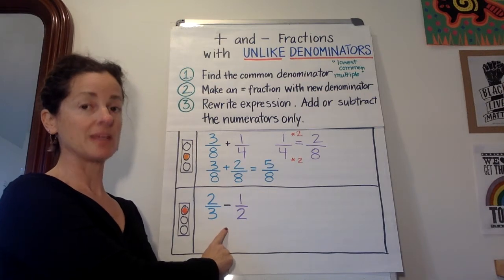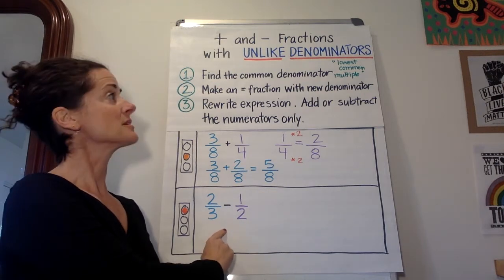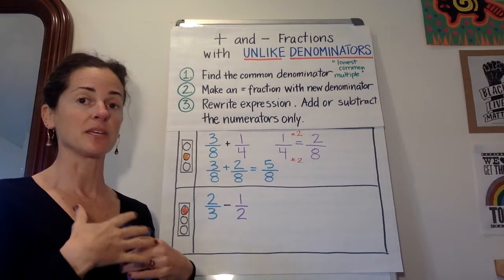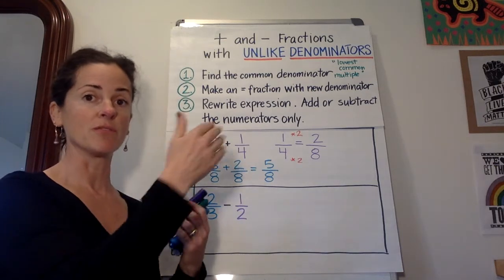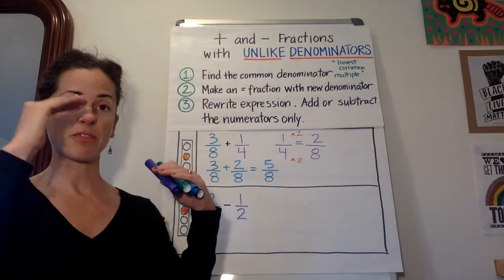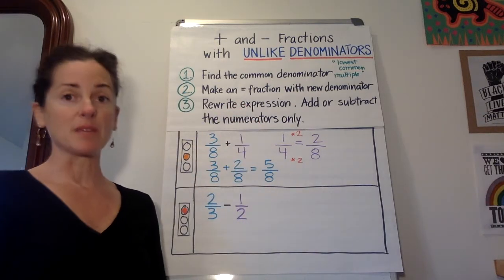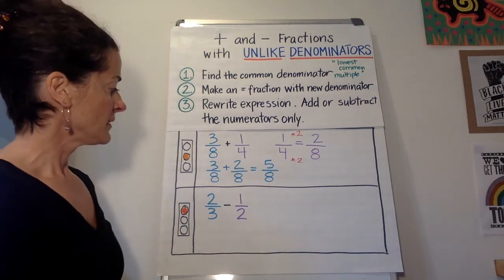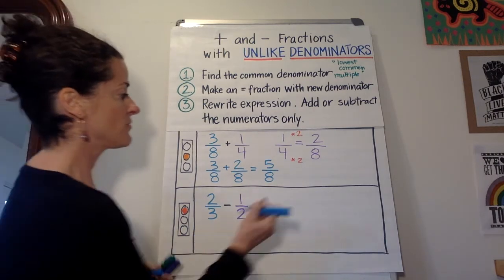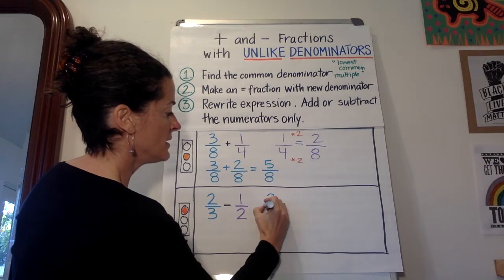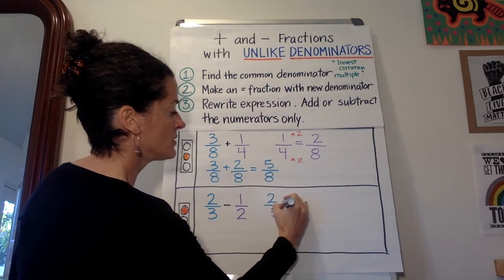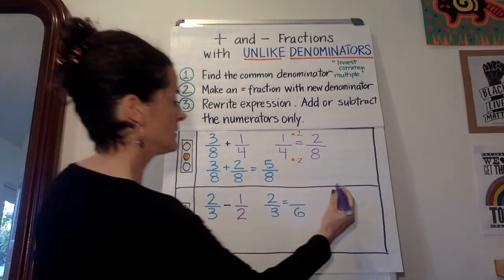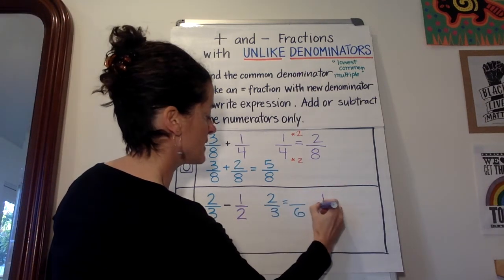2 times 3 is 6. And 6 is the lowest common multiple of 2 and 3. It means it's a shared multiple of those. If I count by 2s and I count by 3s, I'm going to get to 6 pretty quick. So knowing that I have to convert both of these to a fraction with a denominator of 6, I'm going to do my work over here on the side.